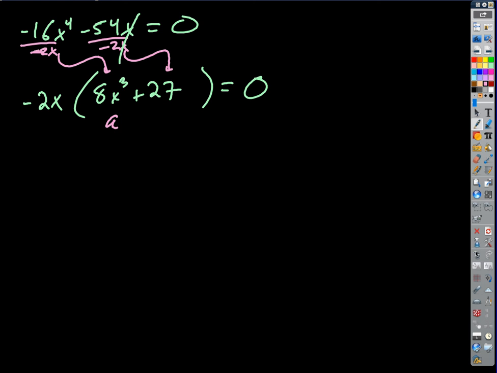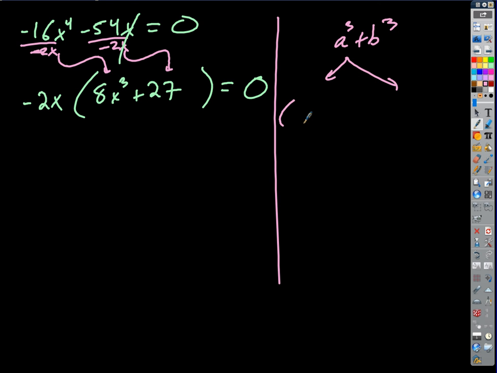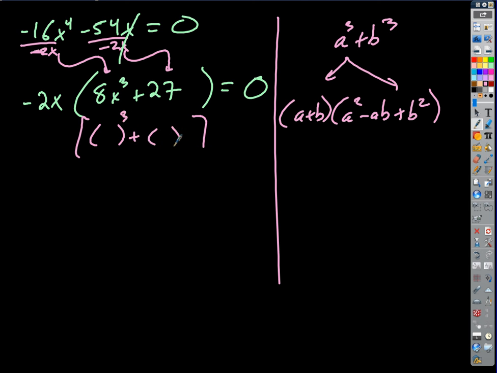So we've got the pattern. We want to use the pattern a cubed plus b cubed breaks apart into a plus b times a squared minus ab plus b squared, right? Okay, so can we do that? Can we break this up into something cubed plus something cubed?